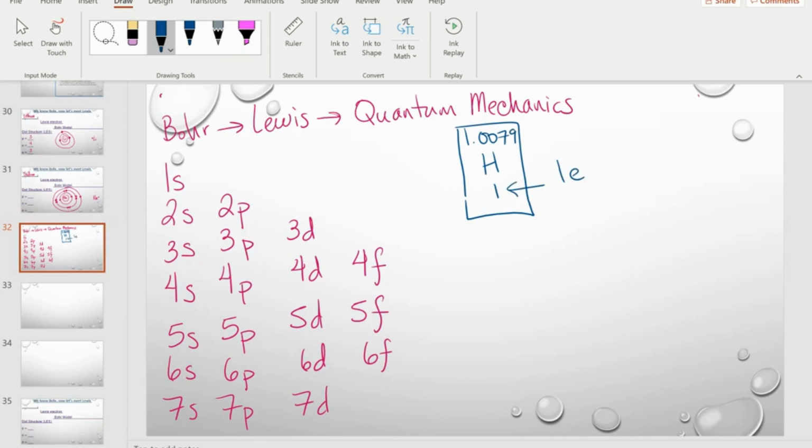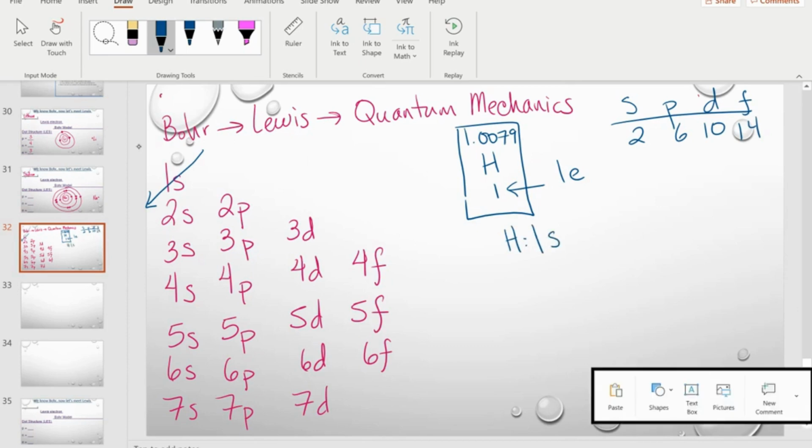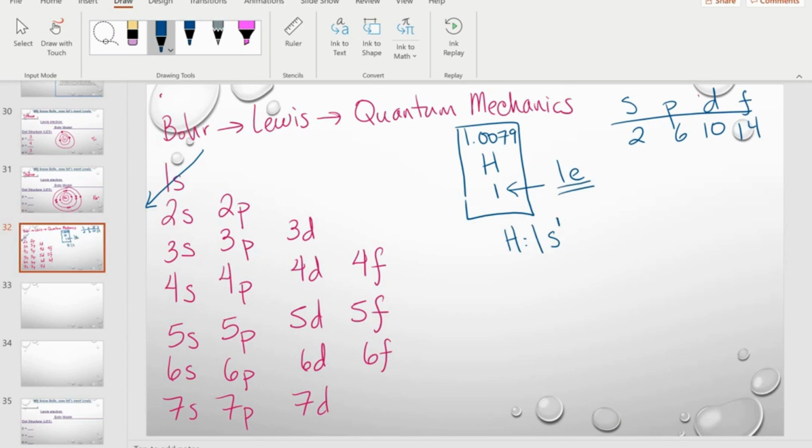So what we're going to do is we're going to start at the top and we're going to make an arrow through the top, and we're going to do the same arrows every time. So if you recall, S can hold up to 2 electrons, P up to 6, D 10, F 14. So that means that for H, our electron configuration, we're going to do 1s, and hydrogen only has 1 electron, so we're going to put a little 1 right there. And that's going to be the end because it only had 1 electron.